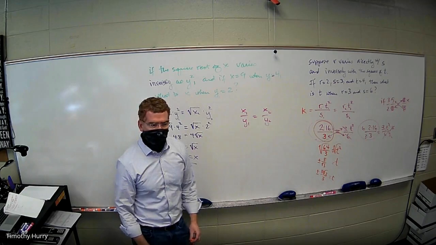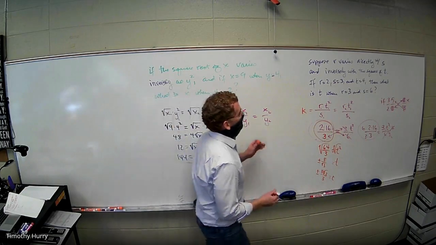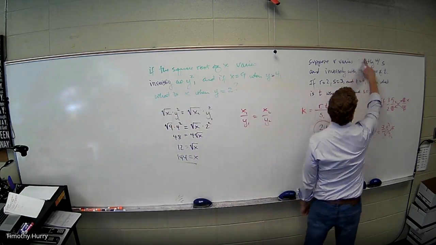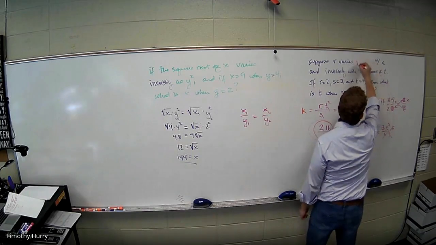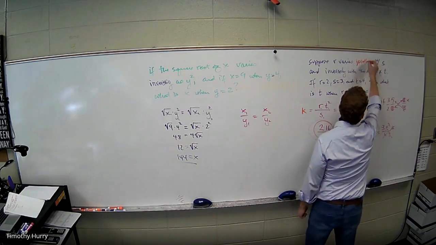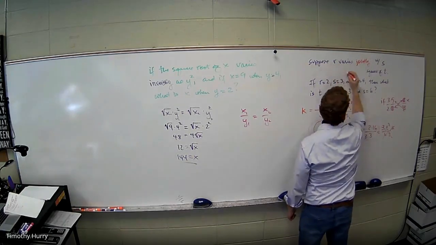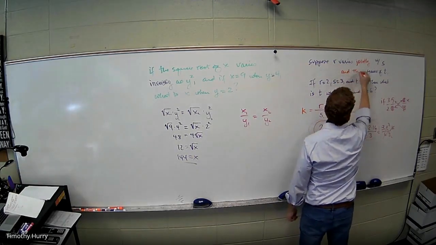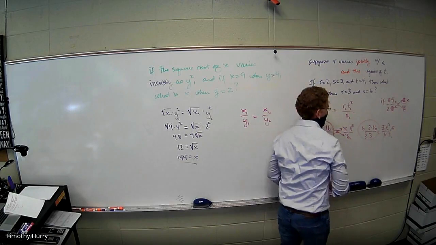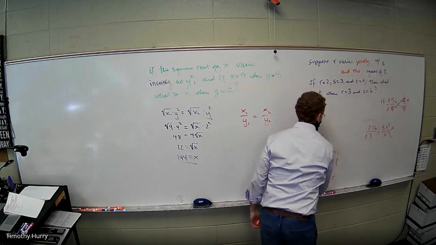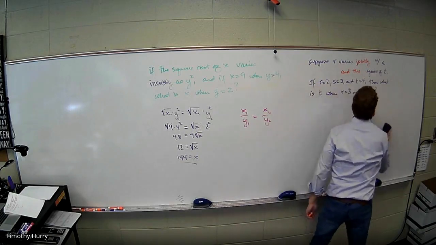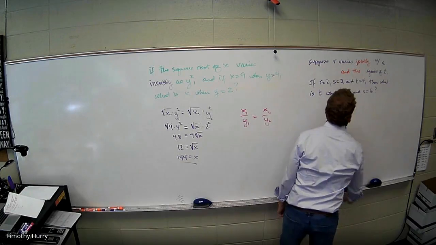Are you seeing this? Okay, I'm going to change this problem a little bit. Suppose R varies jointly with S and the square of t. So same thing, but R varies jointly with S and the square of t.